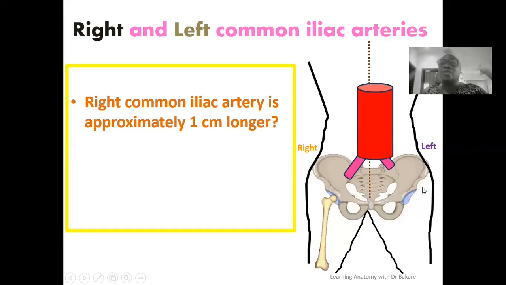And for it to be contained within this space, it needs to be shorter so as to accommodate itself within this region. So you see that the right common iliac artery is longer than the left common iliac artery. And this is understandable, as we've been able to justify this based on the position of the abdominal aorta that is tilted towards the left.